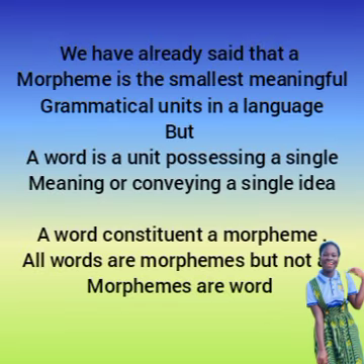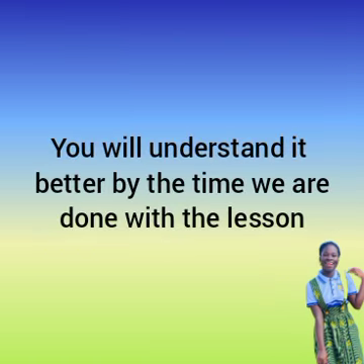We have already said that a morpheme is the smallest meaningful grammatical unit in a language, but a word is a unit possessing a single meaning or conveying a single idea. A word constitutes a morpheme. All words are morphemes, but not all morphemes are words. You will understand it better by the time we are done with the lesson.